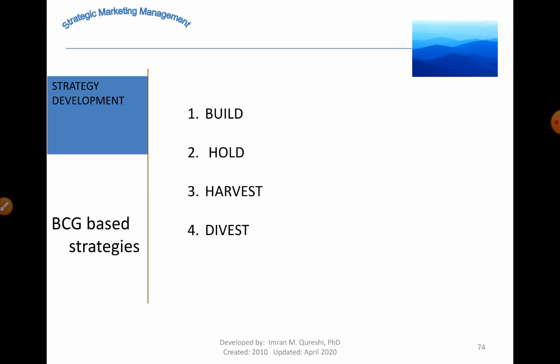Okay, then I'll jump to the fourth one, which is divest. Divest is the opposite of invest. When we say invest, that means putting in more money. When we say divest or divestiture, that means taking out money, or taking out your investment, the amount of finances that you're putting into the company.